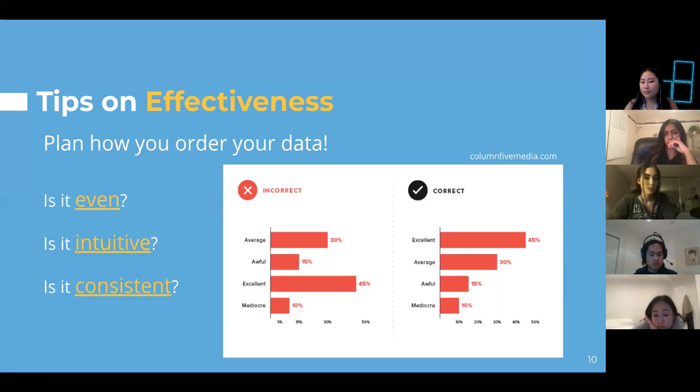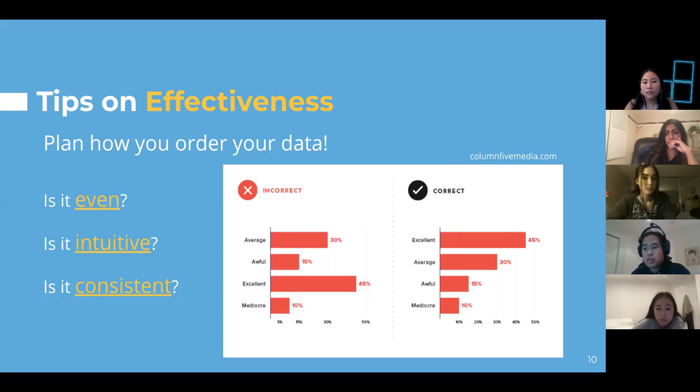In our last point on effectiveness, planning how you order your data is very important. And this kind of begins our crossover into clarity. Think hard about how you order your graph and also how people regularly view a graph. Here we have two graphs, one with several ordering problems that significantly hampers its effectiveness, labeled by incorrect.